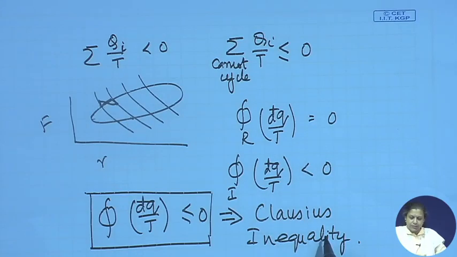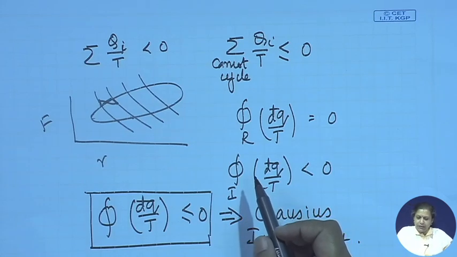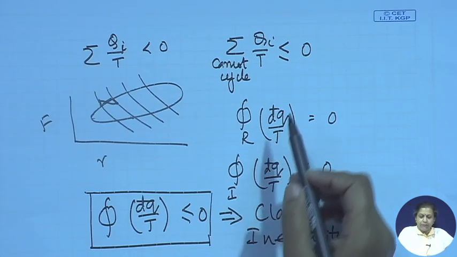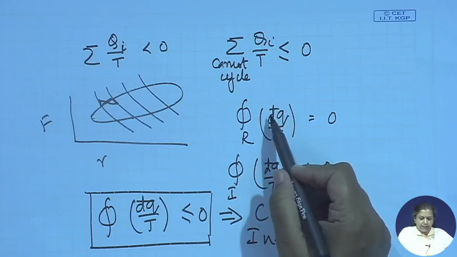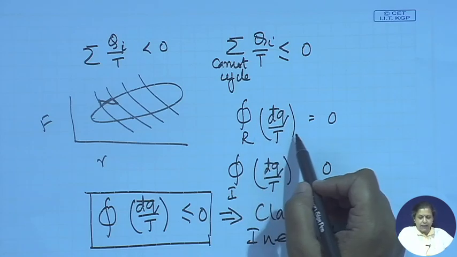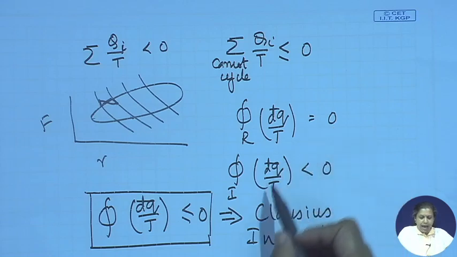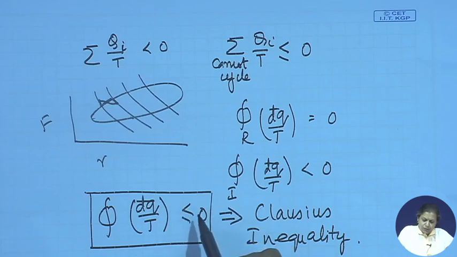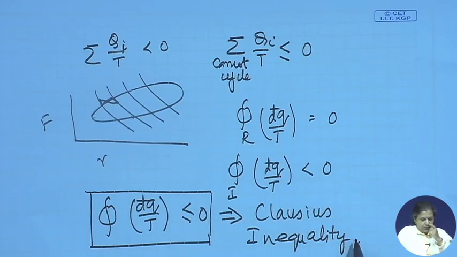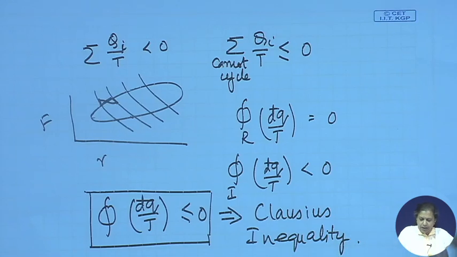which states that in any particular reversible cycle, the quantity dq by T vanishes along a reversible cycle, and that it is less than 0 along an irreversible cycle. So, the two equations combined give us the Clausius inequality which we had derived in the last class.